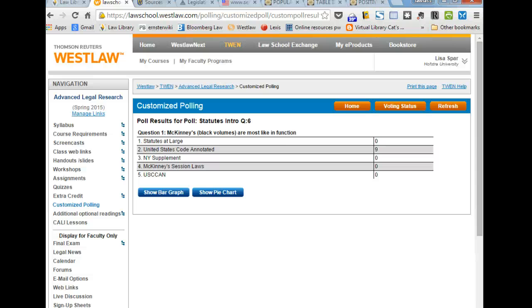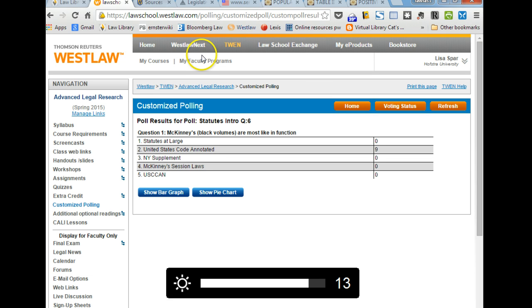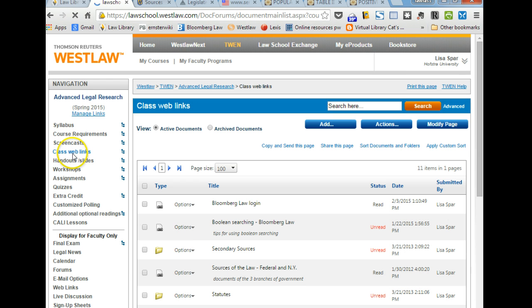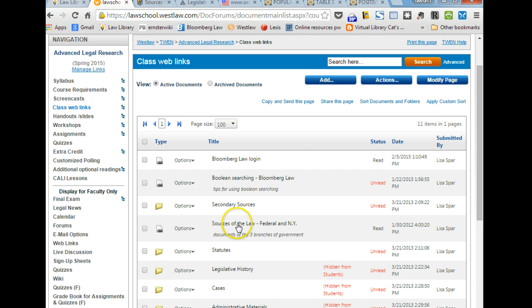So keep this chart handy. As I mentioned, the link is here in our class web links, and again, rather than a handout, it's in the web links because it's a web page, and you will see sources of the law down here. We will be referring back to it next time, so if you can remember to bring it, I will have the tab up as well.